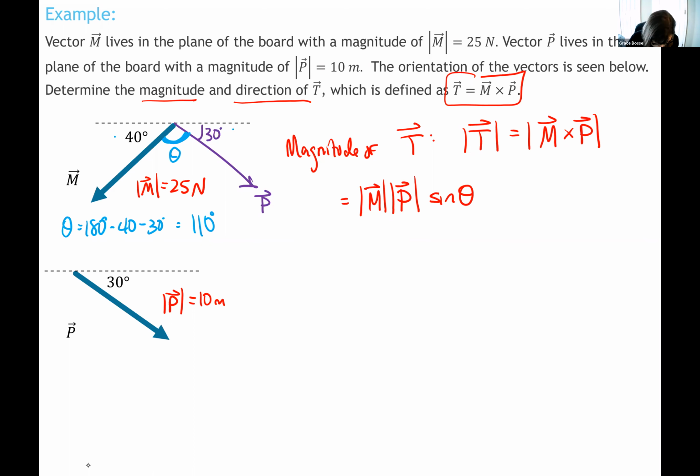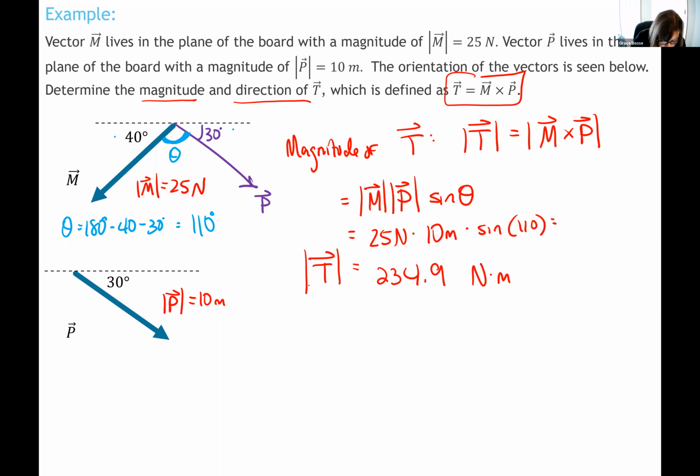All right, so now let's plug in all those numbers, and that'll give us the magnitude of the cross product. So that'll be 25 newtons times 10 meters times the sine of 110 degrees. And I get 234.9. And the units, I see newtons times meters, so my units are newtons times meters. Okay, that is the magnitude of vector T. So we only got one piece of the puzzle. We still need the direction of vector T.